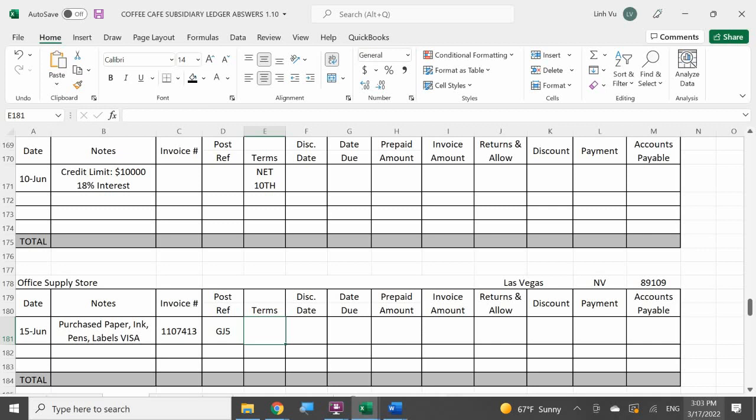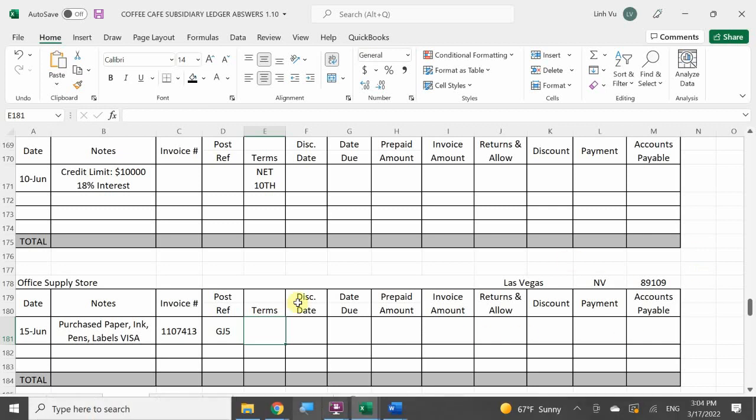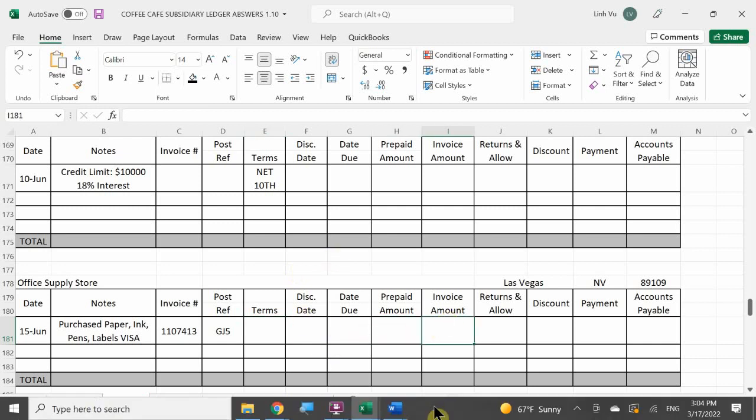Now, did I receive any terms? No, because I paid it in the store. So therefore, they're not going to give me terms because I paid it right then and there. So I paid at time of purchase. So in this case, no terms were given. So no discount due date or an actual due date. Okay. What else do I need to fill in?